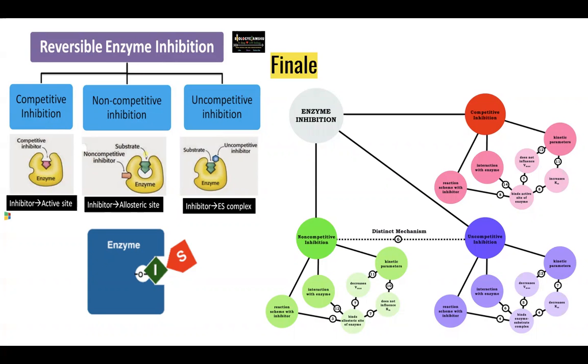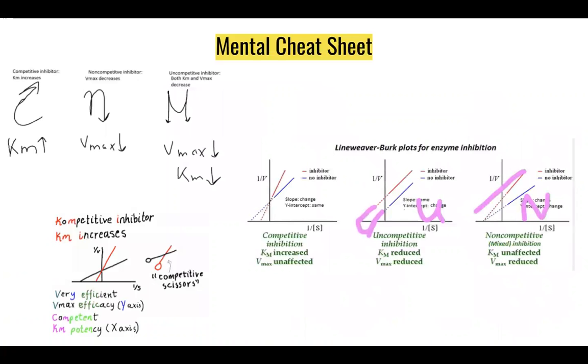Finally, we have for you a mental cheat sheet to help you put together and remember the different types of inhibition, specifically the reversible inhibitions. So these are three different ways to do so. Some are graphical, some are written, and you can pick out of these three which one works best for you to help you remember.